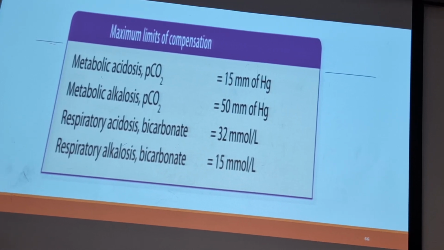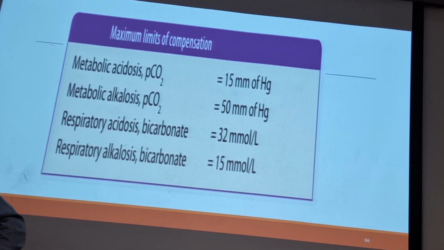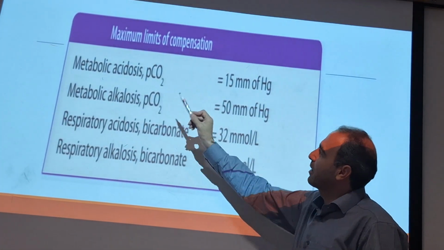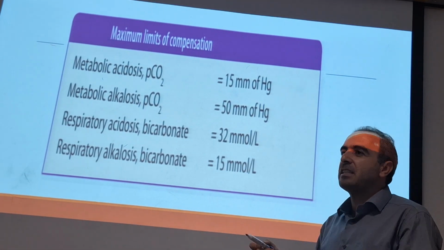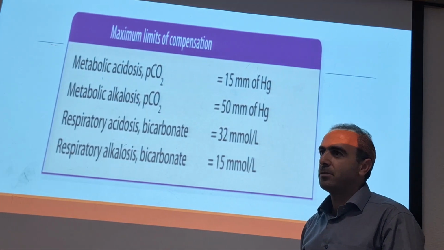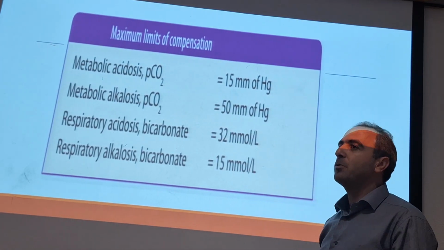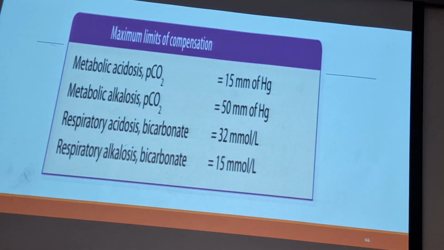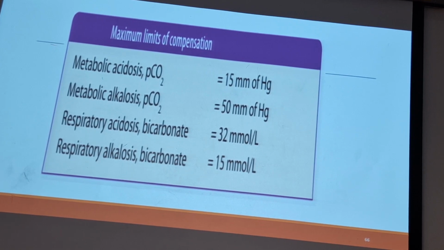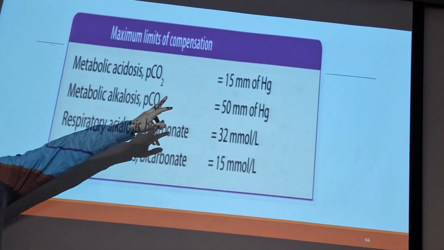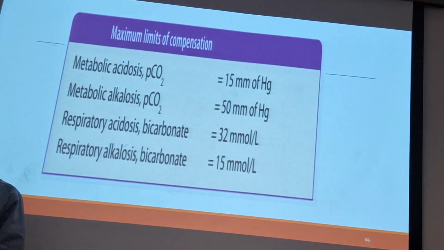Exactly. You got it? For metabolic alkalosis, we have an increase in bicarbonate and we increase the PCO2. But the maximum increase is to 55. For example, if you have a case with 80, it's not compensated by the increase. It's due to the first reason, an increase in PCO2. So here we have a 15, here we have a 50.